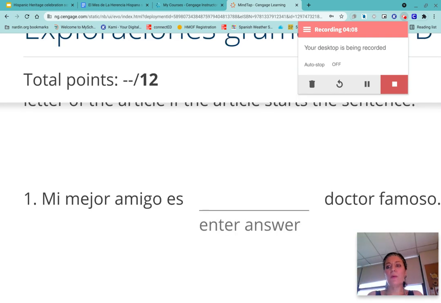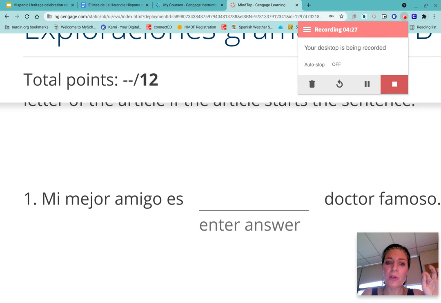For this section, it wants you to decide, is it going to be el, la, los, or las? Those are the 4 ways to say the. Or are we trying to say un, una, unos, or unas? Remember, un and una both mean a. So you want to know what the sentence is saying before you can determine. And unos and unas mean some.